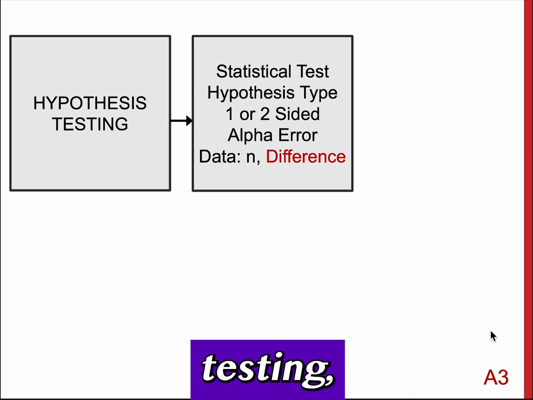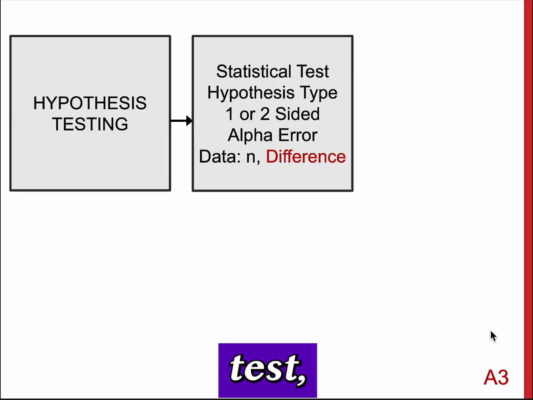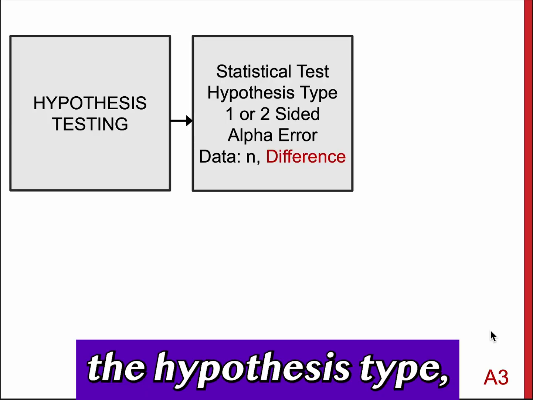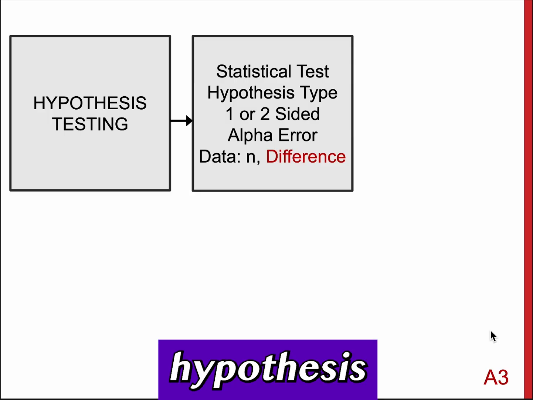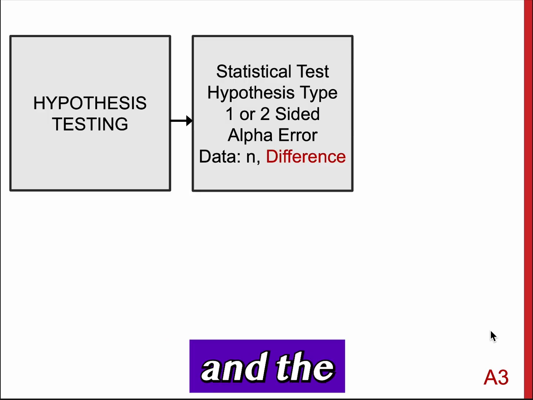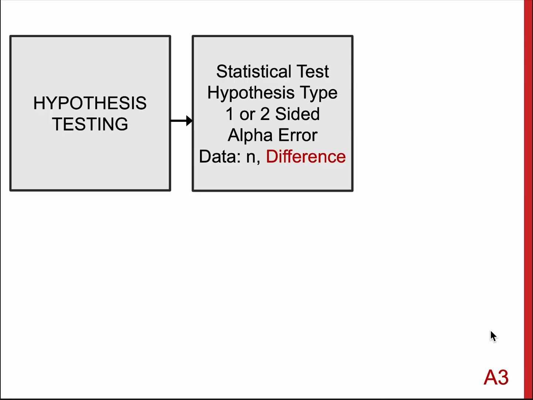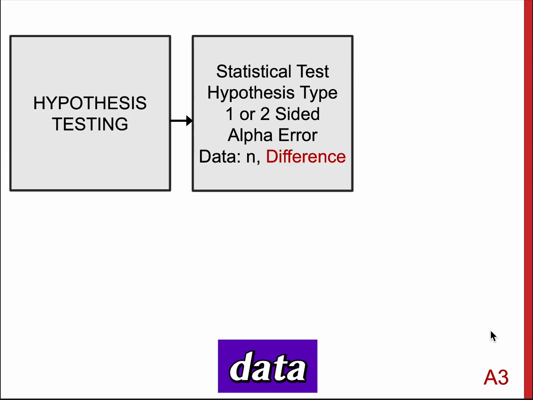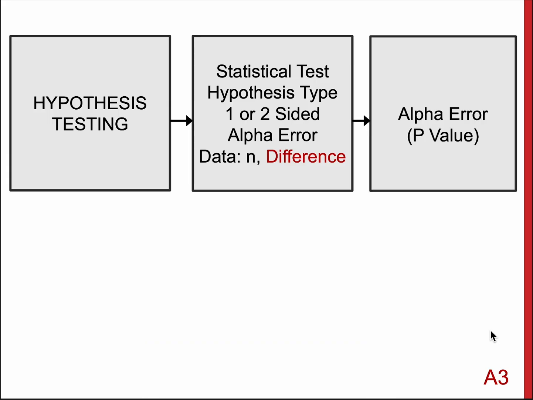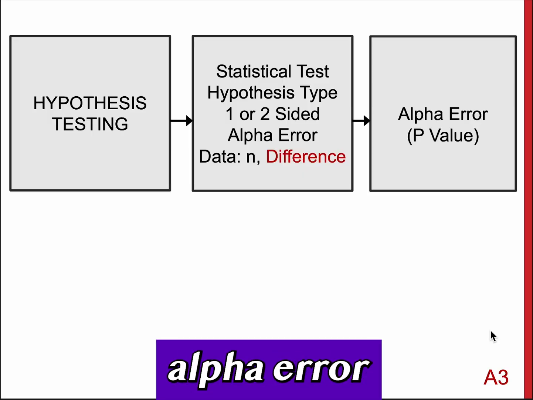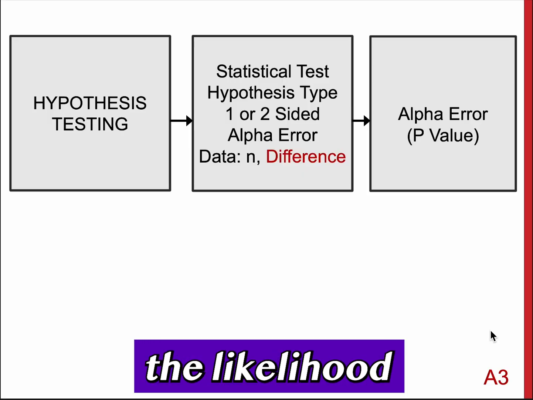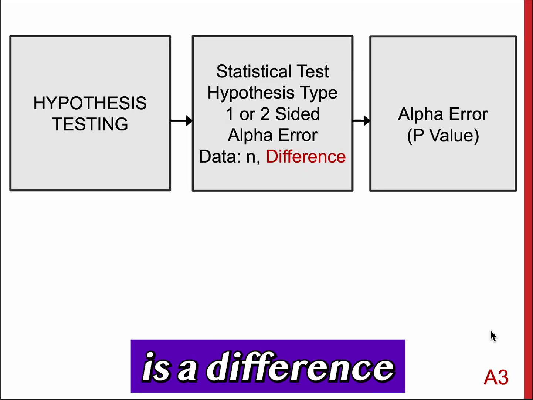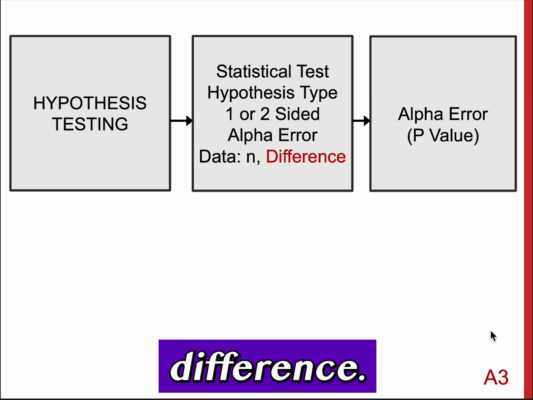In hypothesis testing, we input the statistical test, the hypothesis type, whether the alternative hypothesis is one or two-sided, and the desired alpha error. The sample size and difference between the groups is calculated from the data provided. Hypothesis testing yields the level of alpha error in the form of a p-value, the likelihood of concluding there is a difference when there is no difference.